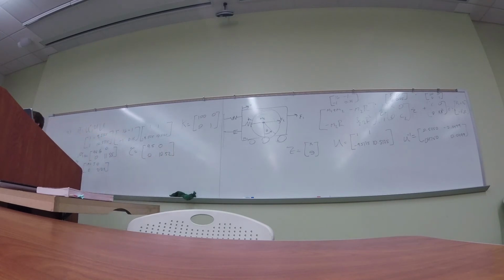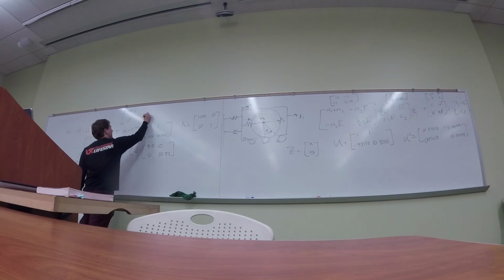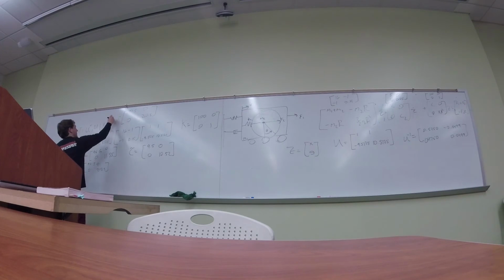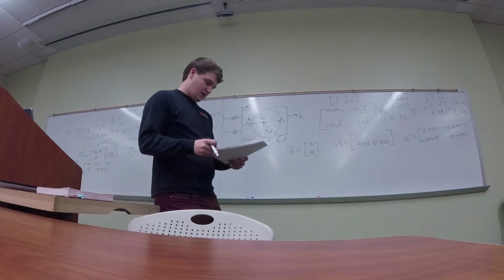Does anyone have questions about this? Oh, wait, because it's low. Oh, well, K is going to be 190.5. This is 0, 0, and this is 210.5. And that's K tilde.